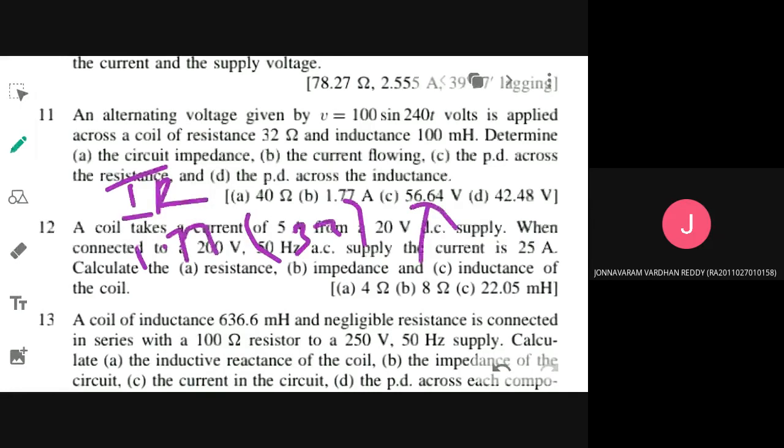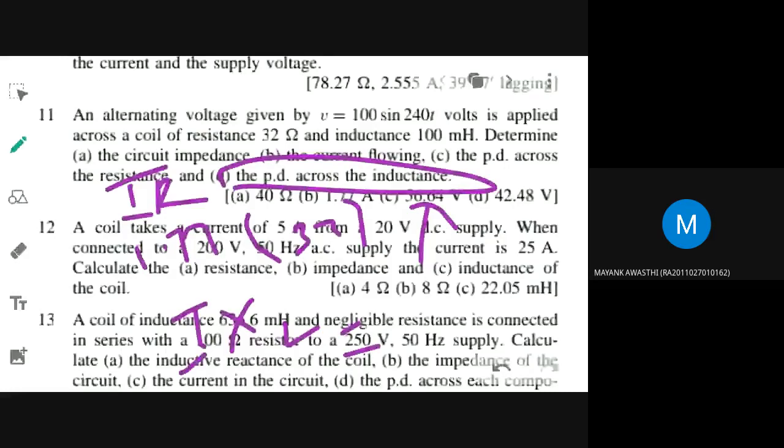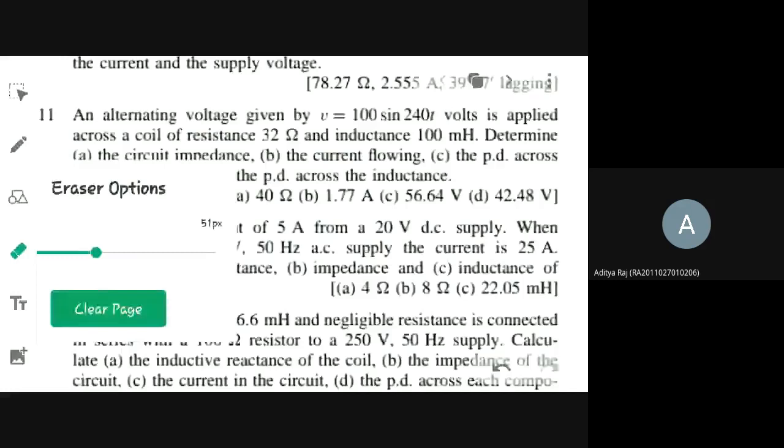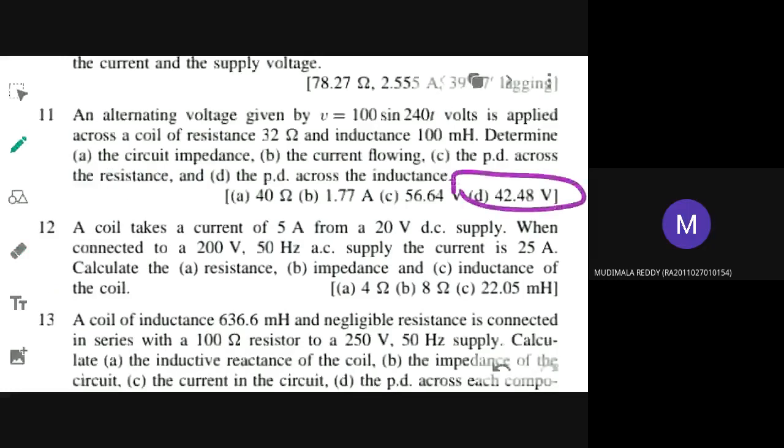And what about the final thing, the potential difference across the inductor? That is given by the formula VL equal to I into XL. XL is omega L. So what is XL? 24, ma'am. 94? Finally, what is VL? 42.48, you got? Yes, ma'am. All got these answers? Yes, ma'am. So we will do one RC problem.